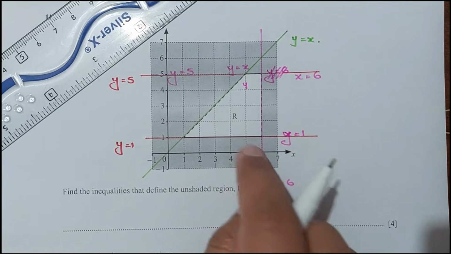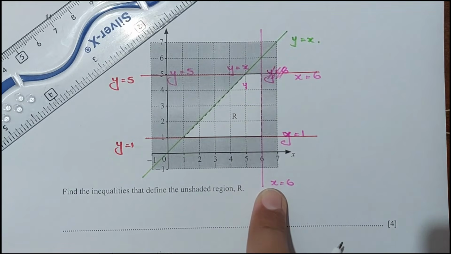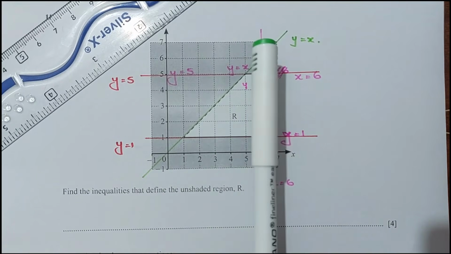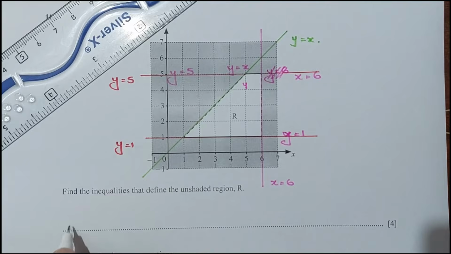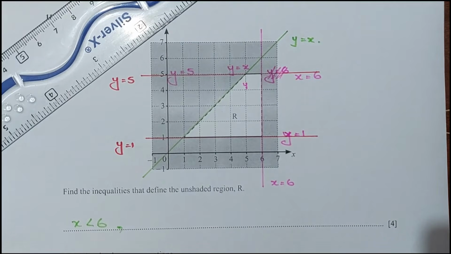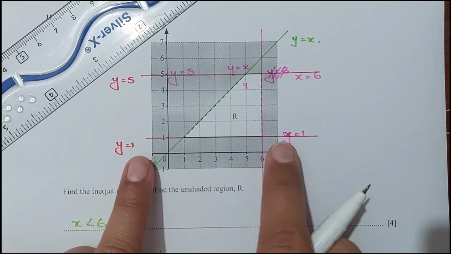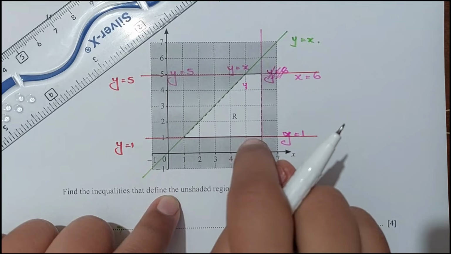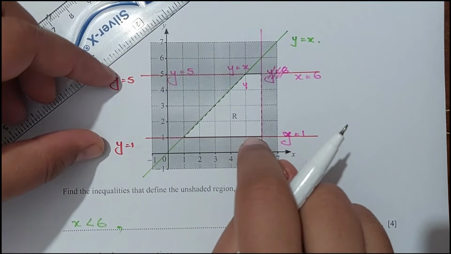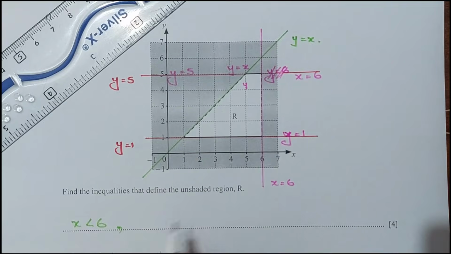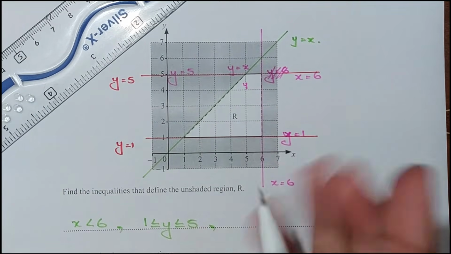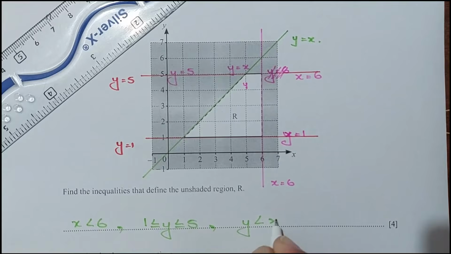Let's see. So first, this is x equals 6. It's a dotted one, so it is not exactly equal. So the values of x are less than 6. We can say x is less than 6. This is the first inequality. Now the y values, the solid lines y equals 1 and y equals 5. These are two solid lines, right? So the y values are between 1 and 5 with equalities. 1 is less than or equal to y is less than or equal to 5, right? Now for this one, the y value is less than x. y is less than x.